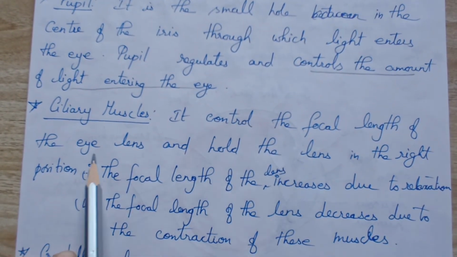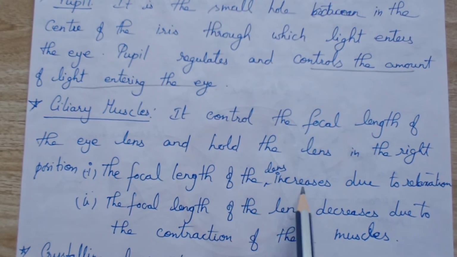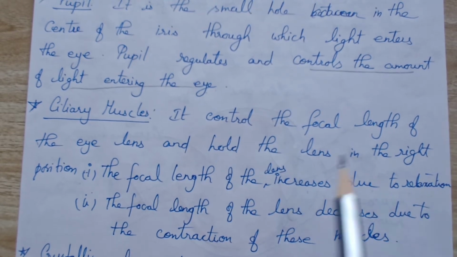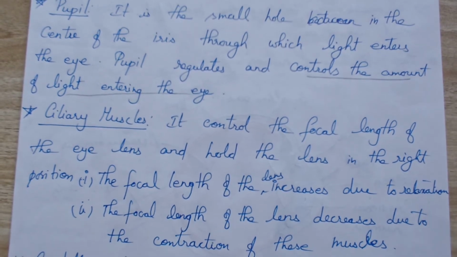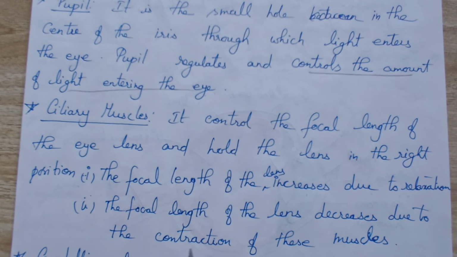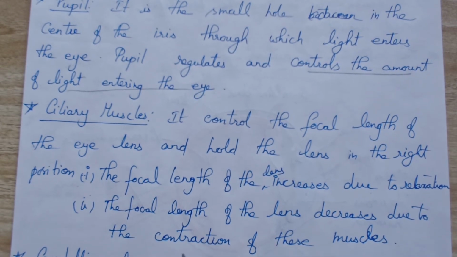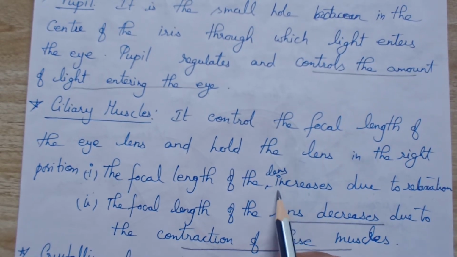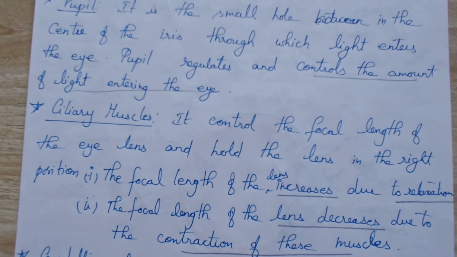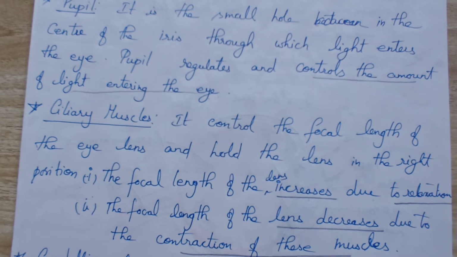It controls the focal length of the eye lens and holds the lens in the upright position. If the focal length of the lens increases due to relaxation of the ciliary muscles, and if you want to decrease the focal length, the contraction of the muscles makes the focal length of the lens decrease. The focal length of the lens decreases when the muscles contract, and increases when they relax, to make the image fall exactly on the retina.